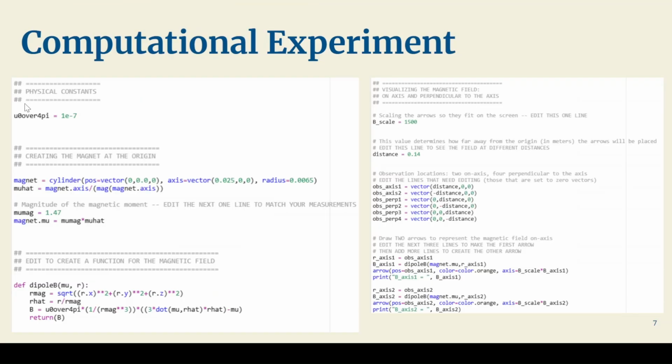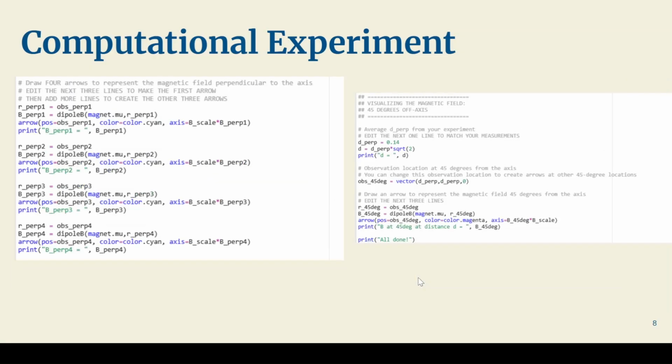We also did a computational experiment, and here is the coding that we had to figure out: creating the magnet and editing the function of the magnetic field. Then we had to visualize it from both the observation axis and the observation perpendicular. So here's the observation axis, and over here is the observation perpendicular. Afterwards, we visualized the magnetic field from it.